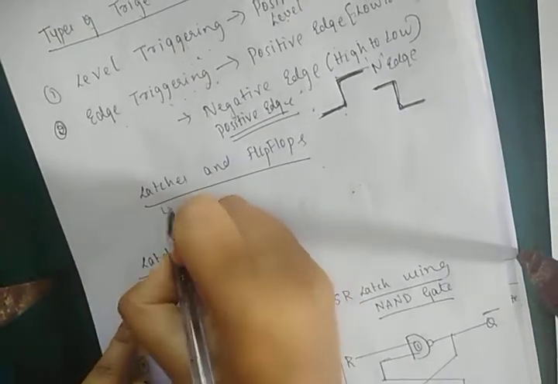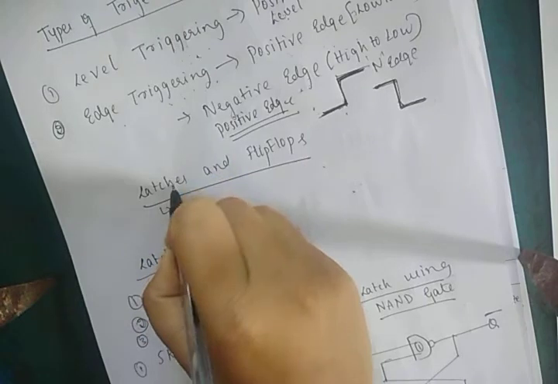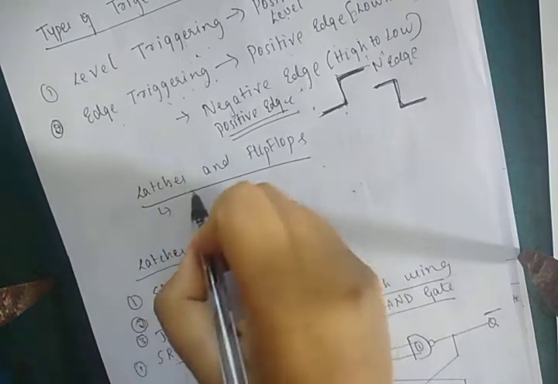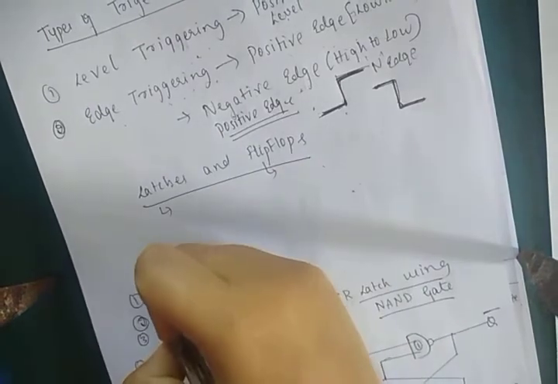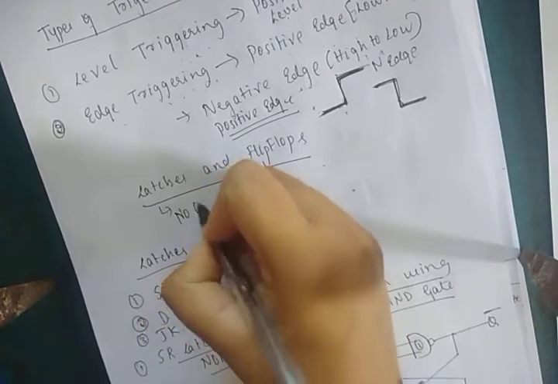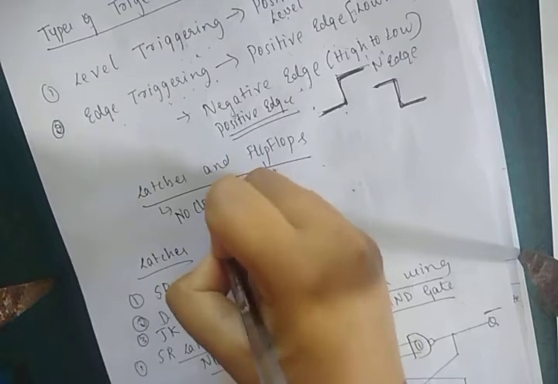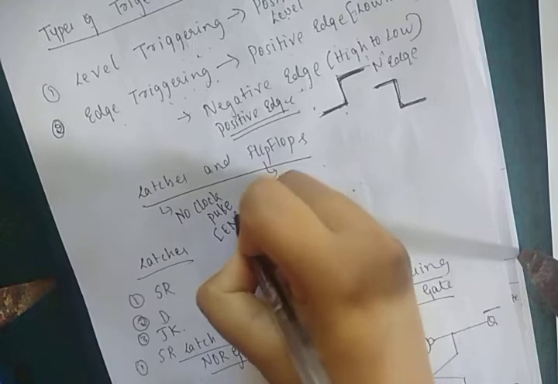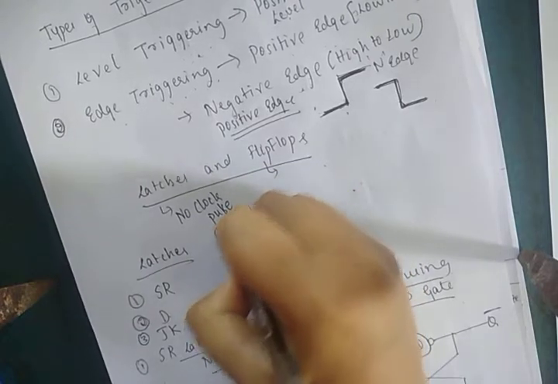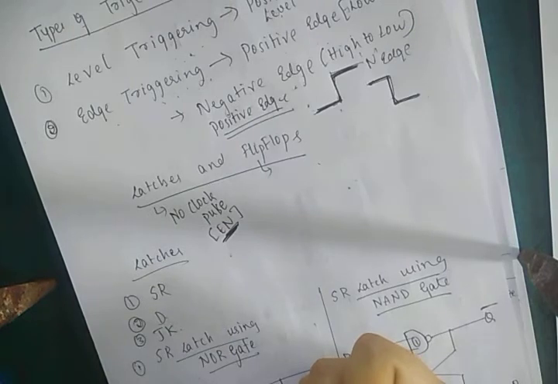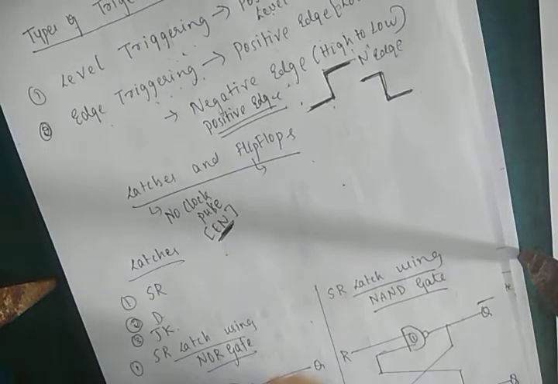What is a latch? As we know, a latch is also a sequential circuit. A flip-flop is also a sequential circuit. But the difference is, here we don't have a clock signal, no clock pulse. Instead of clock pulse, here I have something called enable. In order for the circuit to work, we need to fix one enable.